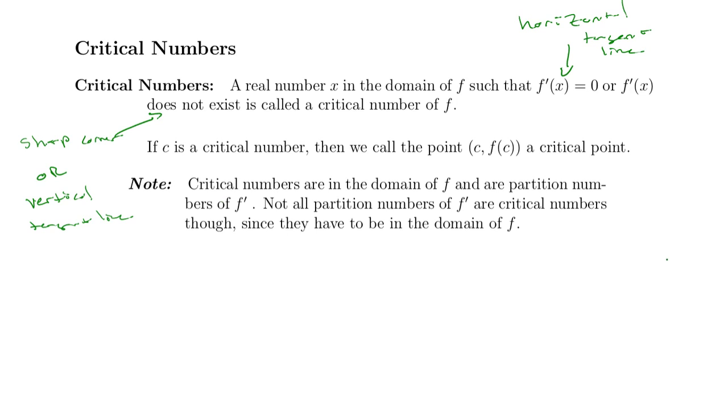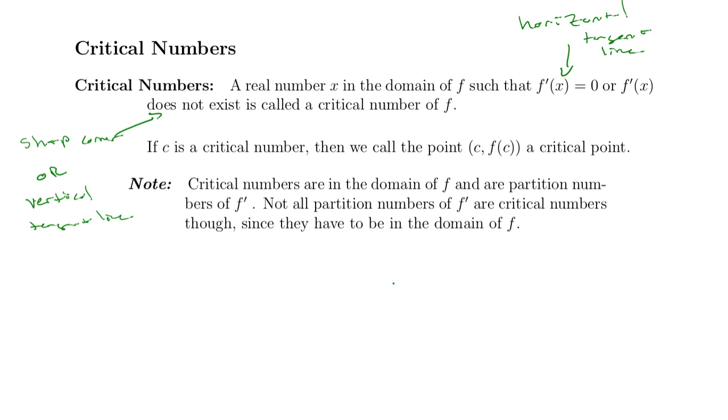So you might recognize this definition. What we'll notice is that critical numbers are in the domain of f. That's part of it. But they're partition numbers of f prime. If you remember back in continuity when we talked about partition numbers, we said that they were where a function was equal to 0 or was not continuous. Now, we're switching that out for the does not exist part here, but it's not going to be much different.